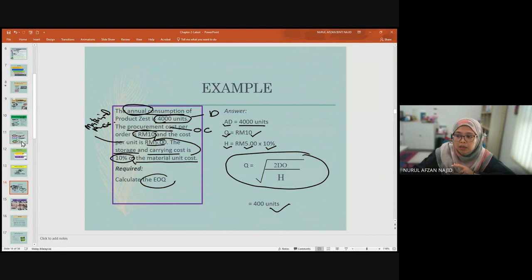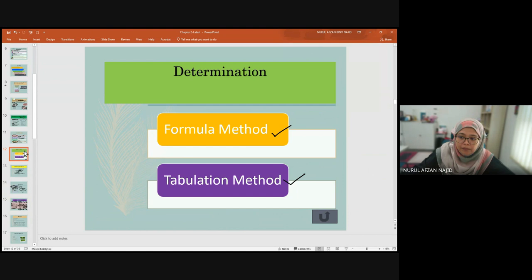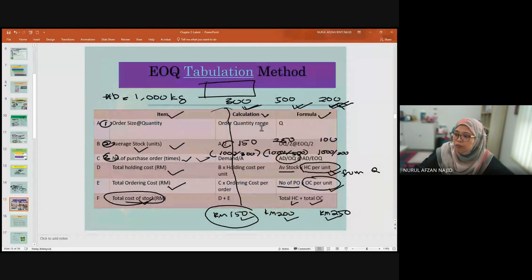So sekarang ada berapa banyak formula yang kena hafal? Satu yang formula method yang ni dan yang seterusnya adalah formula untuk average, formula untuk number of purchase order, total holding, total ordering dan juga total cost of stock. Satu, dua, tiga, empat, lima, enam. Enam formula yang you perlu memorize dan fahamkan, okay, to make sure yang you boleh jawab soalan EOQ.